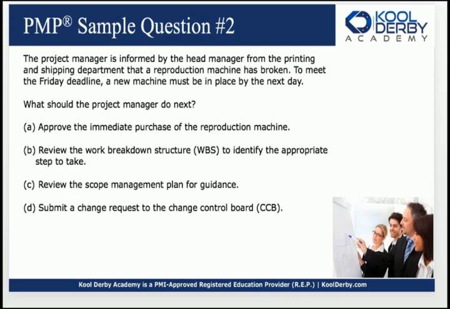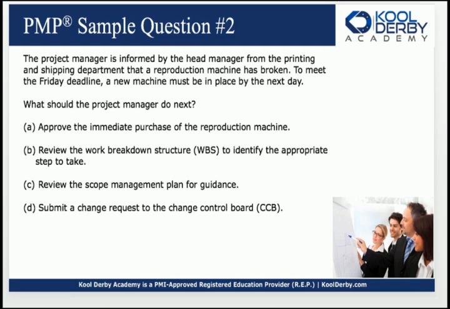All right, the last one here, sample question number 2. The project manager is informed by the head manager from the printing and shipping department that a reproduction machine has broken. So like a printing machine has broken. To meet the Friday deadline, a new machine must be in place by the next day. So here, the head manager is just a tricky way of saying the manager from the functional department, okay? So PMI will use stuff like that to trick you. And the reproduction machine, you just have to make the assumption that that is a printing machine, okay?